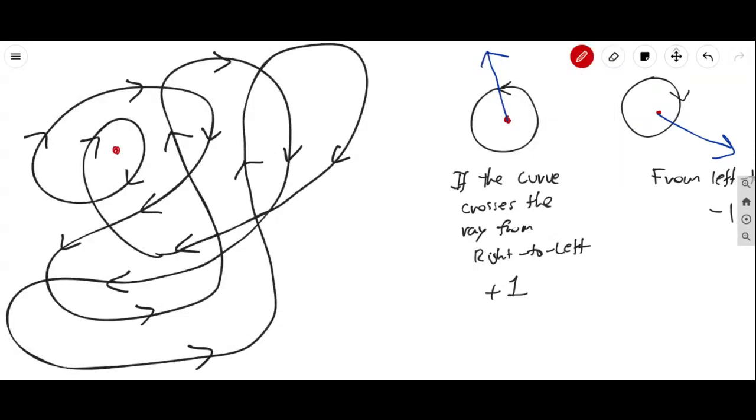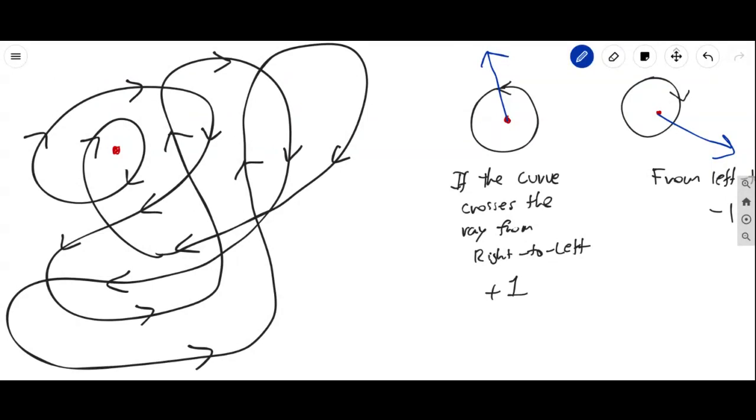Okay, so if you pick a different point, let's just do one more. Let's say we use this one right here. Let's say that was the origin. Now the easiest way is, of course, to go like this. Then what is the winding number? Well, here we're going from left to right, and here we're going from left to right. So from left to right, it would be -2. So the winding number around the origin, if that was the origin, is -2.